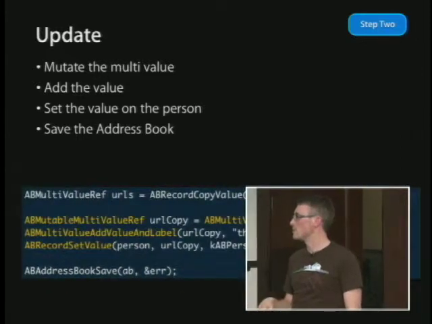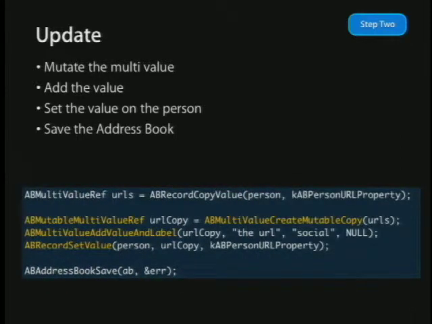The code looks something like this. It's not too complicated. We've got the URLs from a person. So through AB record copy value, we have an AB multi-value ref. We're going to mutate it by calling AB multi-value create mutable copy. At that point, we have an AB mutable multi-value ref. That one can be modified. And all we need to do is add the value and label. So AB multi-value add value and label.